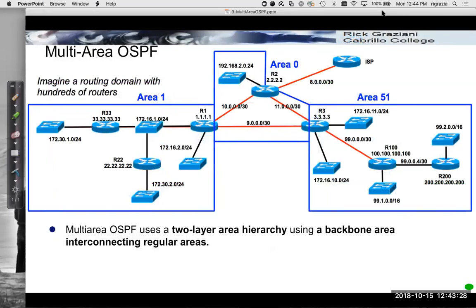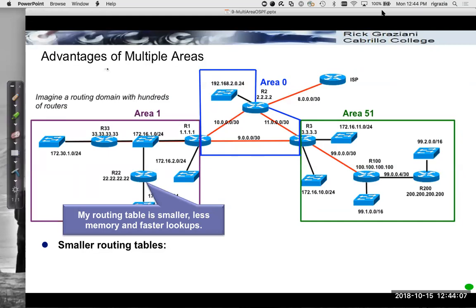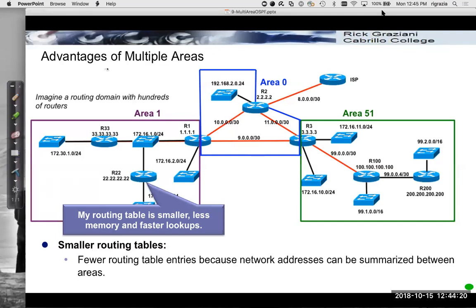Multi-area OSPF uses a two-layer hierarchy. It uses a backbone area, area 0, which is used to interconnect all the regular areas. Here I have area 0 as our backbone area, which is always the backbone area. Then we have area 1 and area 51. And these would be typically where we have our users connected and our servers and everything else. And we'll talk more about the architecture of this a little later. Some of the advantages of multiple areas: first of all, smaller routing tables. This is particularly the case with something we're going to talk about later with stub and totally stubby areas. So this means the ability to either use stub and totally stubby, as I mentioned, or to do manual summarization to summarize routes between the areas.